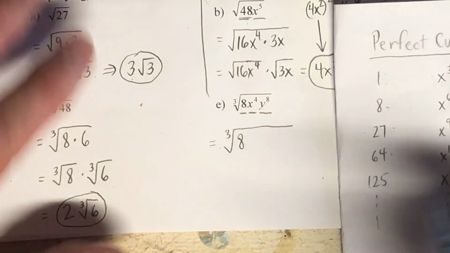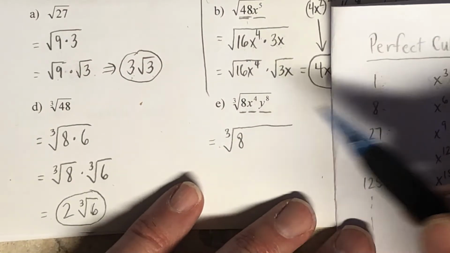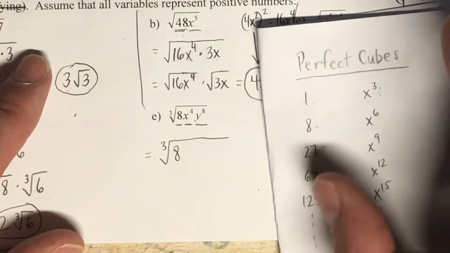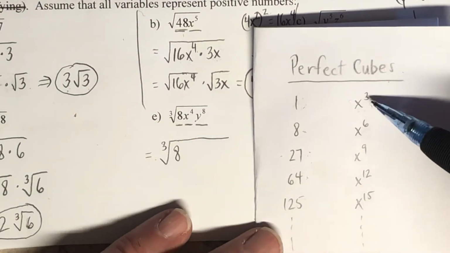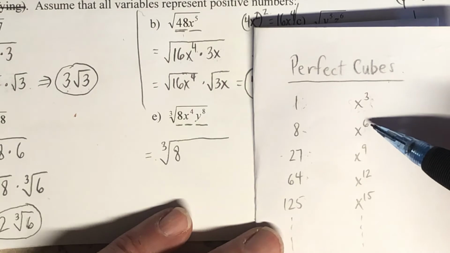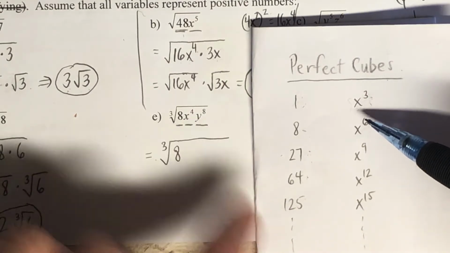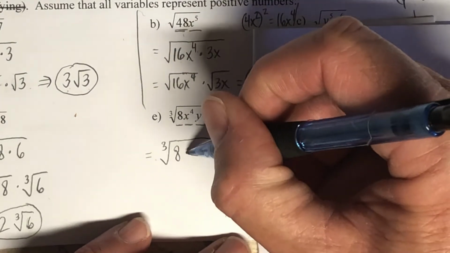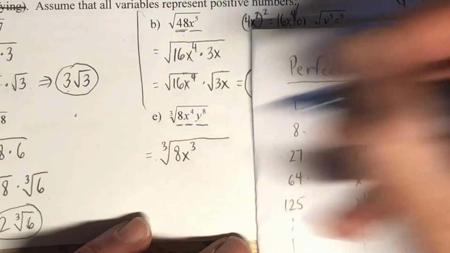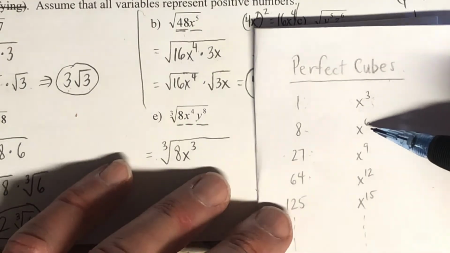Now let's go to the variable parts. What's the biggest exponent on the list that's not bigger than 4 for x to the 4th? Wouldn't that be x to the 3rd? Because x to the 6th, which is the next thing on the list, that's too big for 4, right?